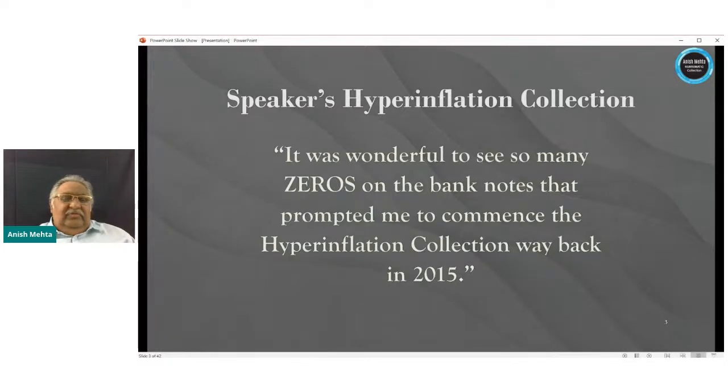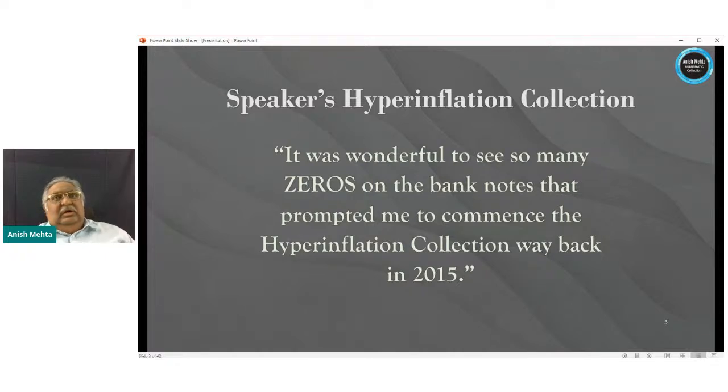Way back in 2015, I saw a Zimbabwe note with a lot of zeros on it, which gave me the inclination to start a collection of this, because it gives a different feeling to a collector. I have this collection on a criterion: every banknote with a denomination of 50,000 and above is what I collect in this particular collection.